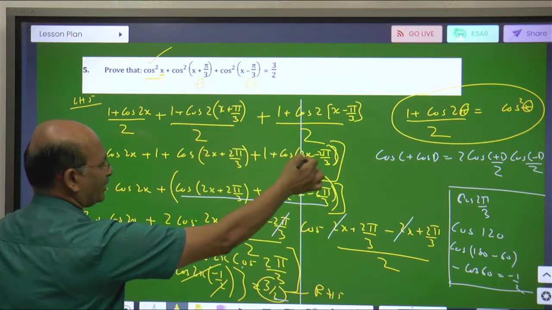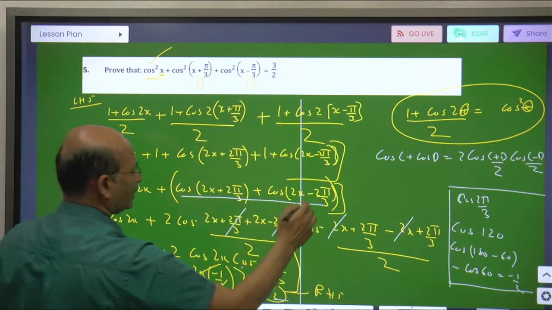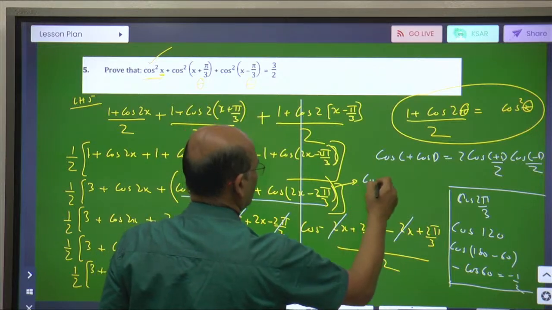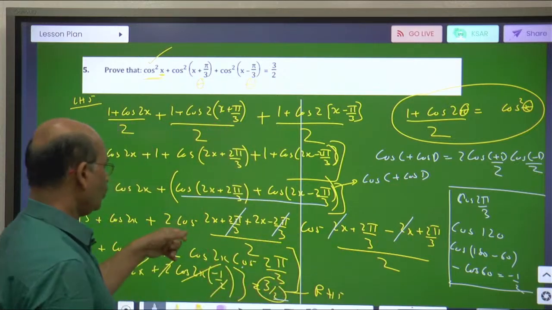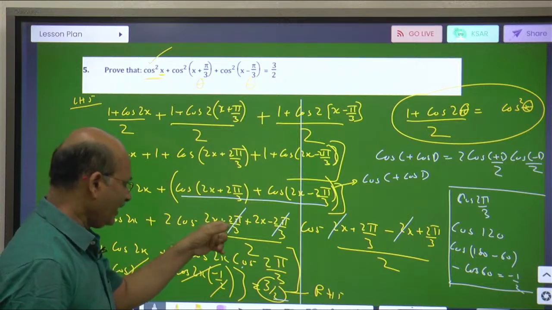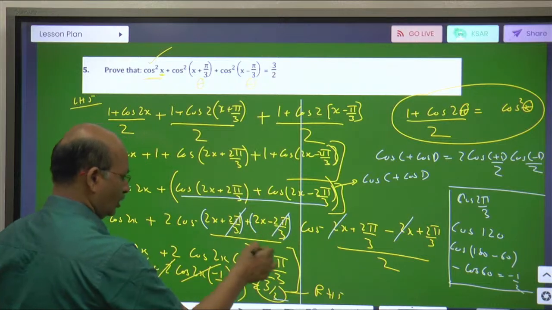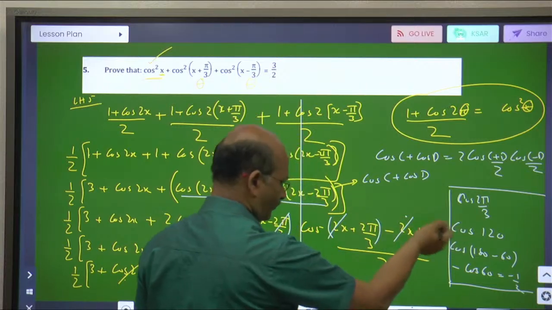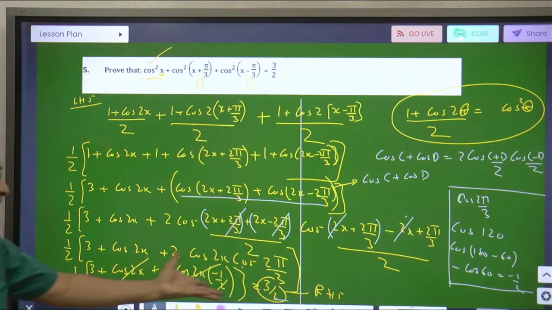A plus b, a minus b. I paired this and this together. I applied the cos c plus cos d formula. What is cos c plus cos d? Addition of cos: 2 cos of c plus d by 2, into cos of c minus d by 2. Okay, keep that in mind. And then I cancelled out and solved it very easily.